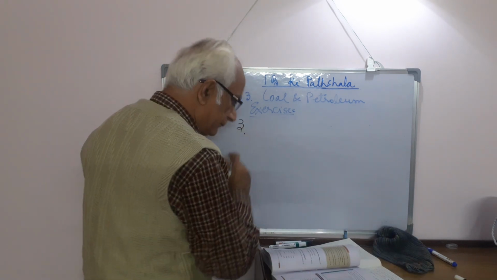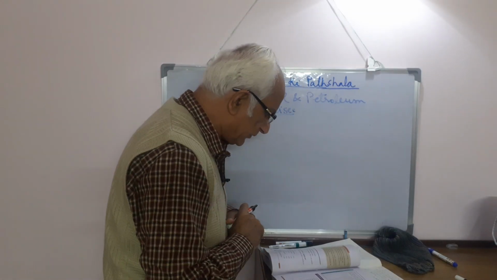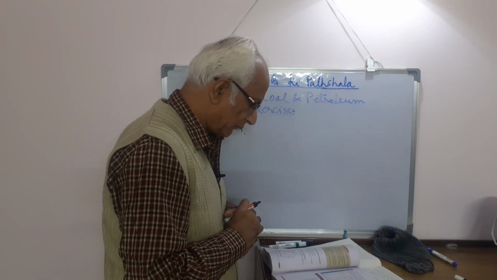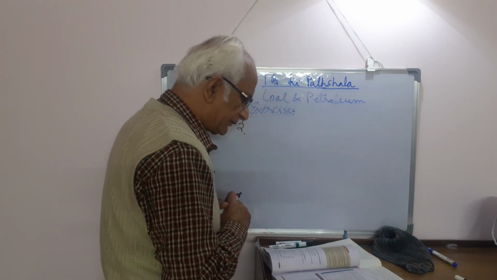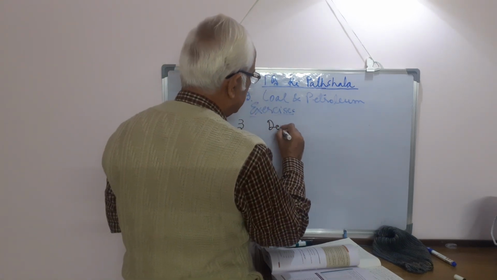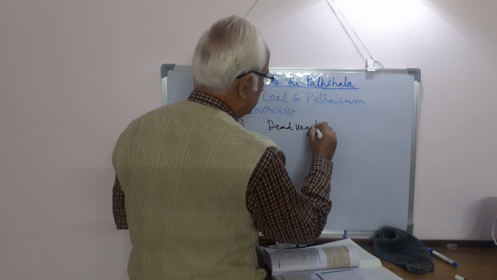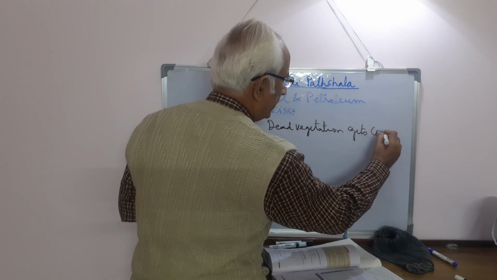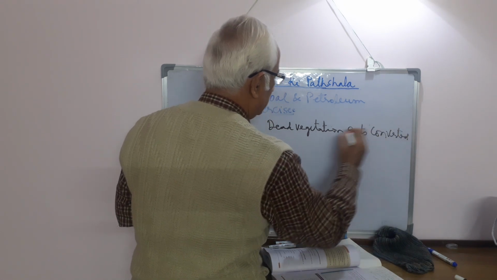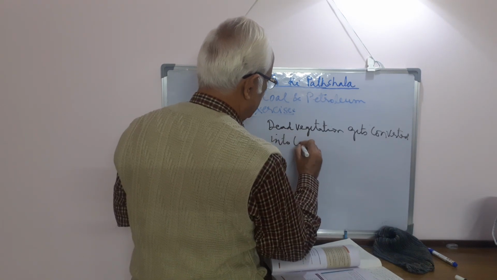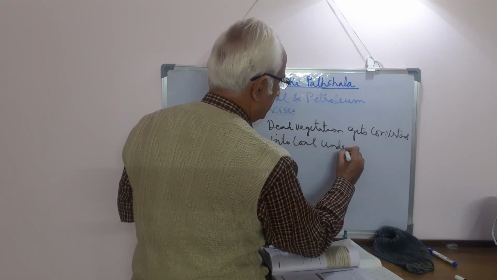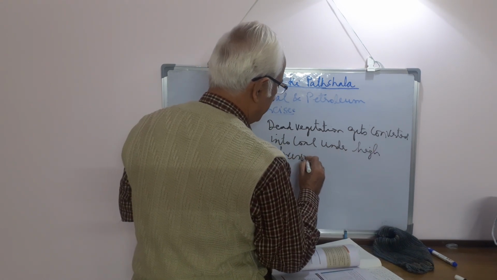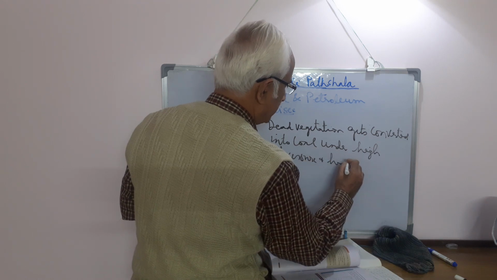What is the third question? Describe how coal is formed from dead vegetation. What is this process called? ठीक है, तो इसमें क्या आंसर होगा? Dead vegetation gets converted, convert मतलब चेंज हो जाना, बदल जाना, into coal under high pressure and high temperature.